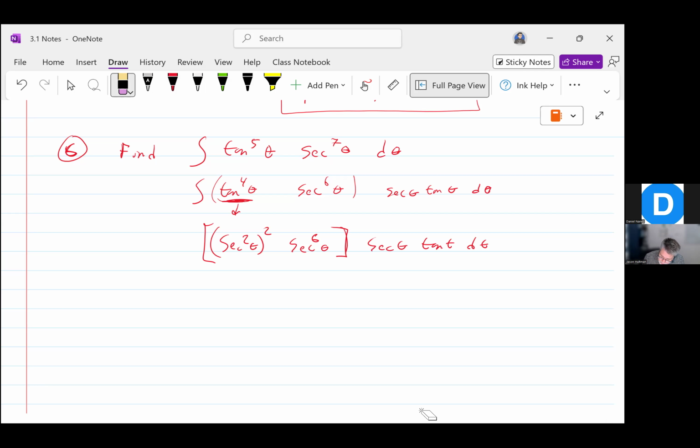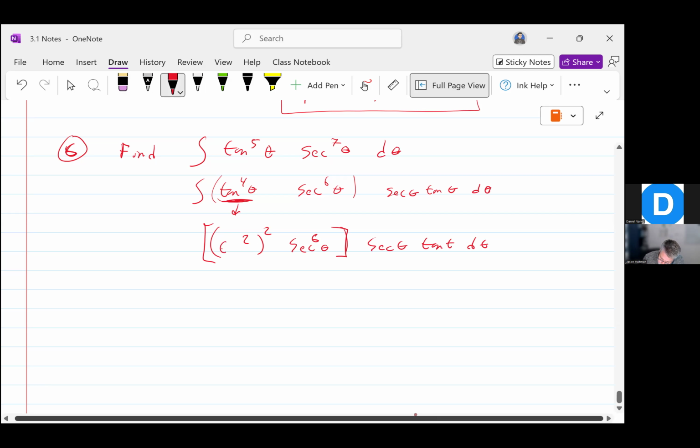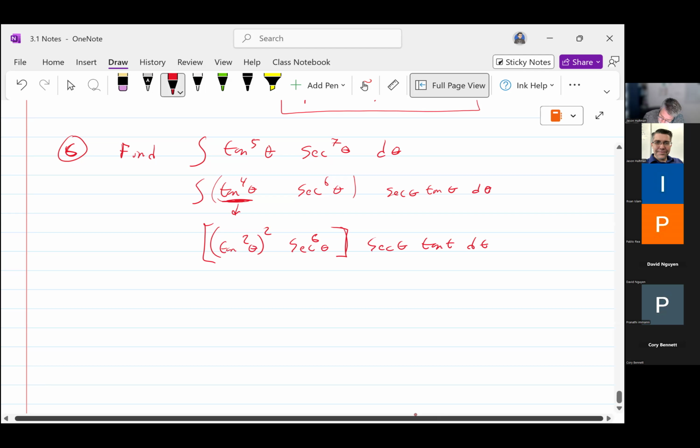Sorry, this is tangent squared. I messed up. That should be tangent squared theta. But what is tangent squared? It's secant squared x minus 1. Yeah, secant squared theta minus 1 squared times secant to the 6th theta times secant theta tangent theta d theta.